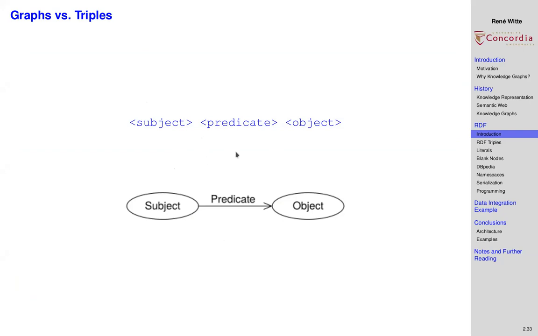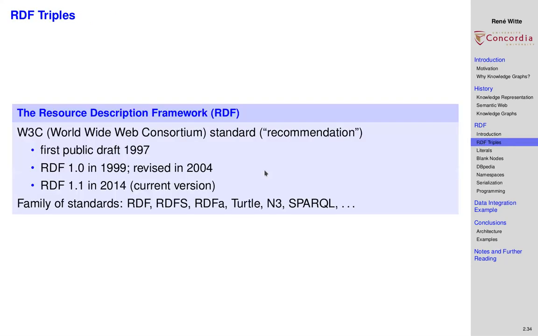Now you'll see we have real world systems that have hundreds of millions or even billions of triples, and then trying to draw everything is not going to work. So these triples we'll have to write in some machine readable format, and the ones that we are going to use here are RDF triples.